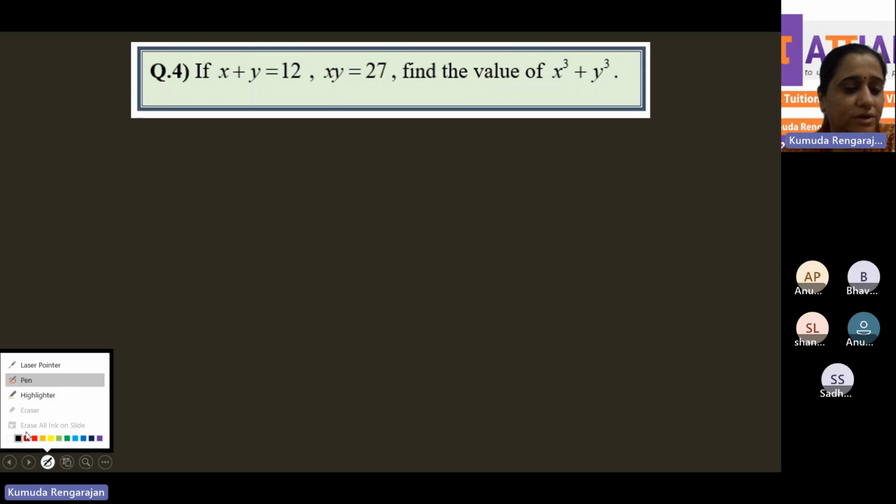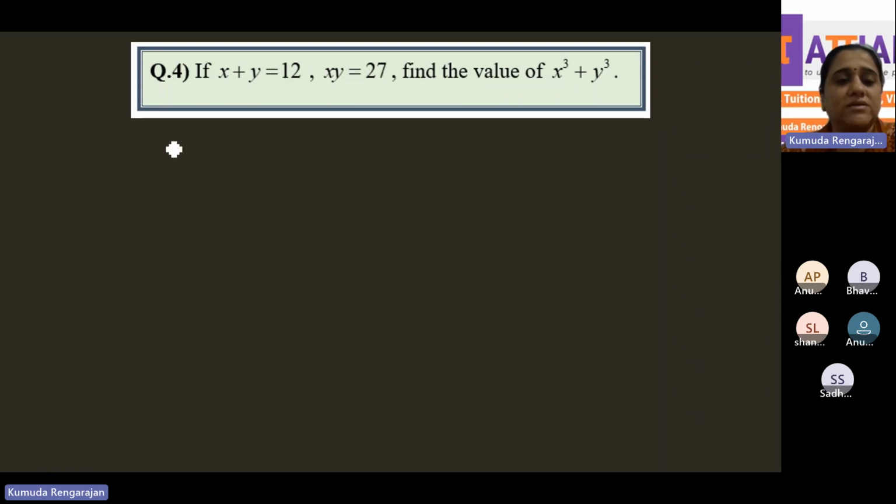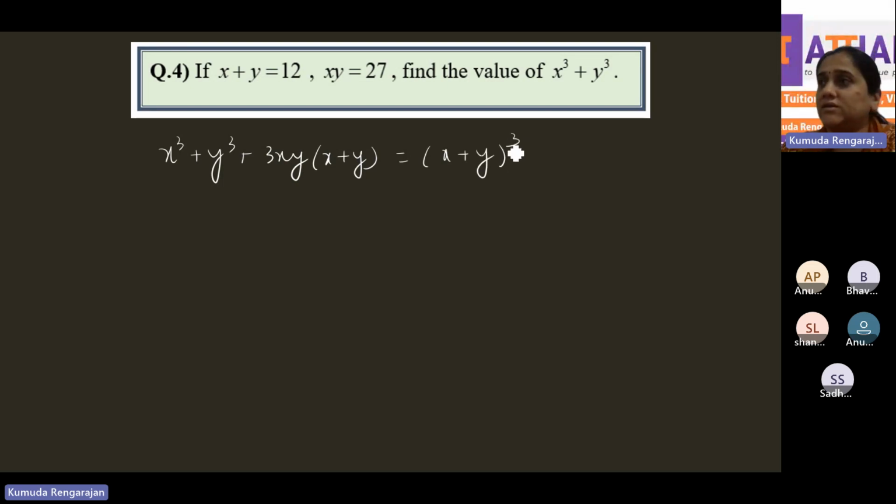The second method is simply you write the identity. What's the identity? x cube plus y cube plus 3xy into x plus y is equal to x plus y the whole cube. This is the identity, right? Substitute the values. x cube plus y cube we have to find, plus 3 into xy, that is 27, into x plus y is 12, is equal to x plus y the whole cube, that is 12 cube.